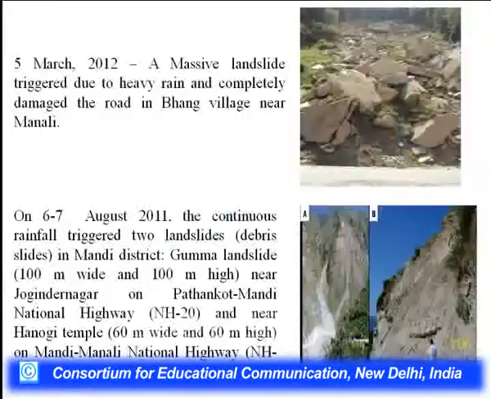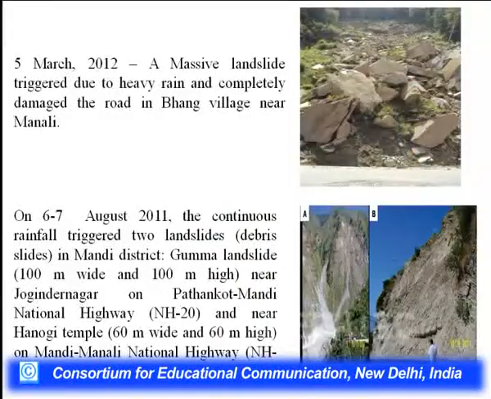And then Uttarakhand, starting from Srinagar to Badrinath, that stretch is very heavy. On 5th March 2012, a massive landslide triggered due to heavy rain and completely damaged the road, 2011. So it is very important for us to have a total regime measurement.